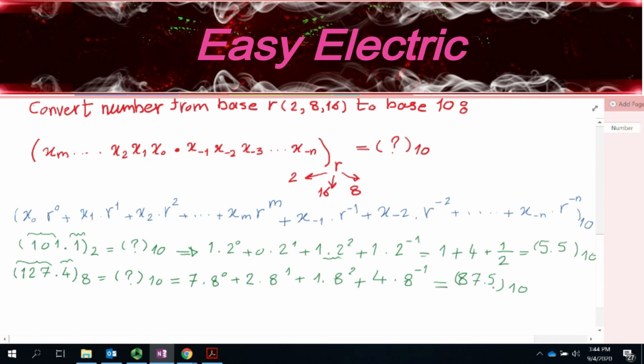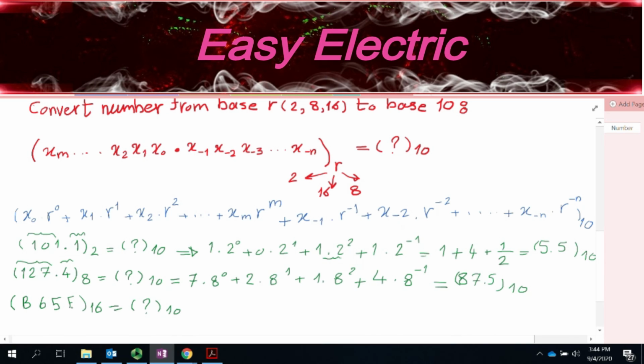Let's have another example. The next example is in base 16. If you have B65F, to correct this, B65F, that is in base 16. What is that number in base 10? Again, the same formula that you see here.